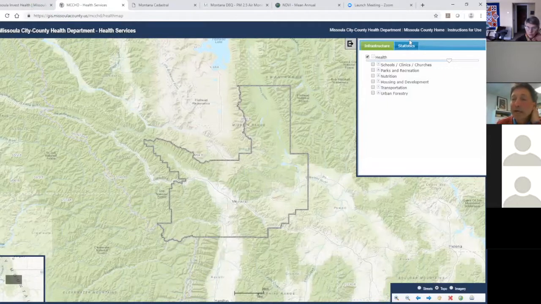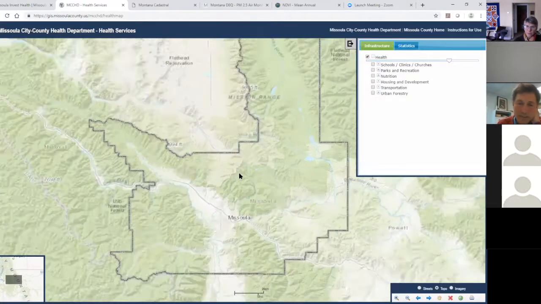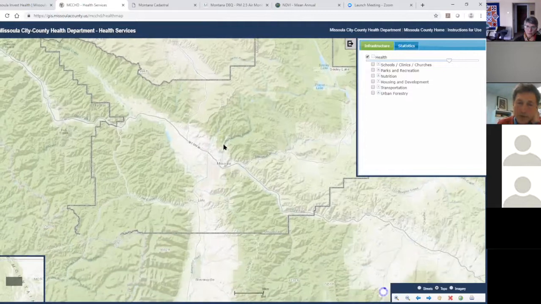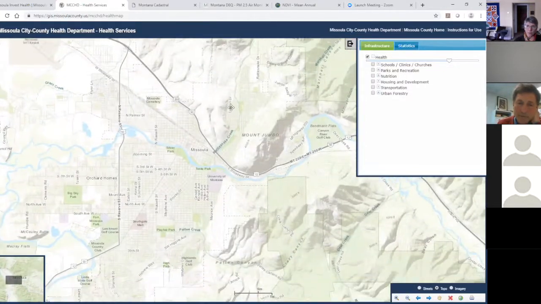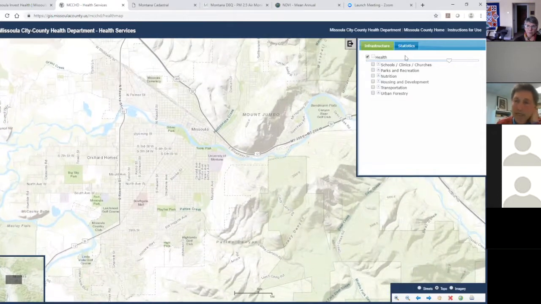And then on the right here is a menu of lots of different infrastructure pieces and lots of different statistics. But first, I'm just going to zoom in on Missoula City proper. I may have zoomed too much, but let's just give it a try.